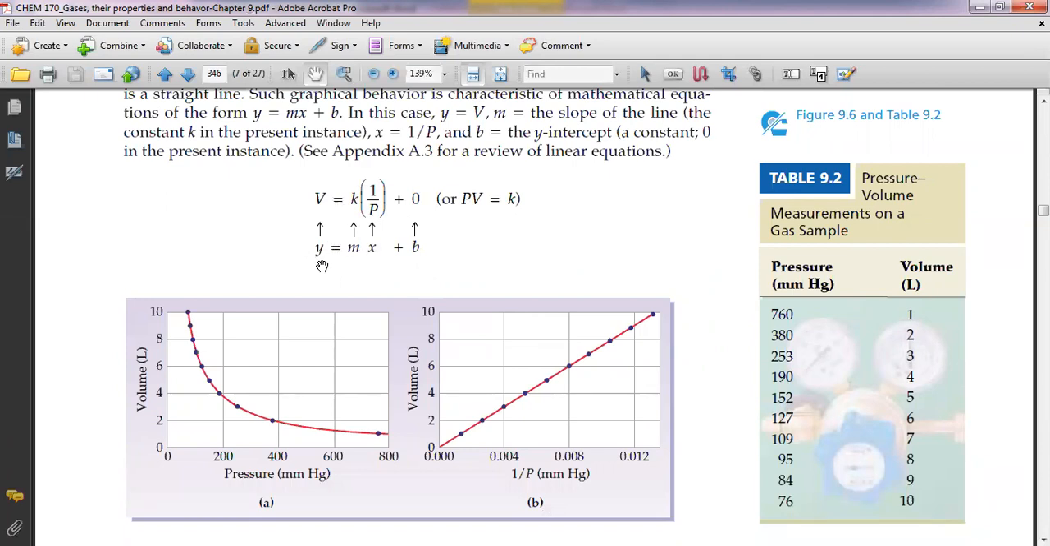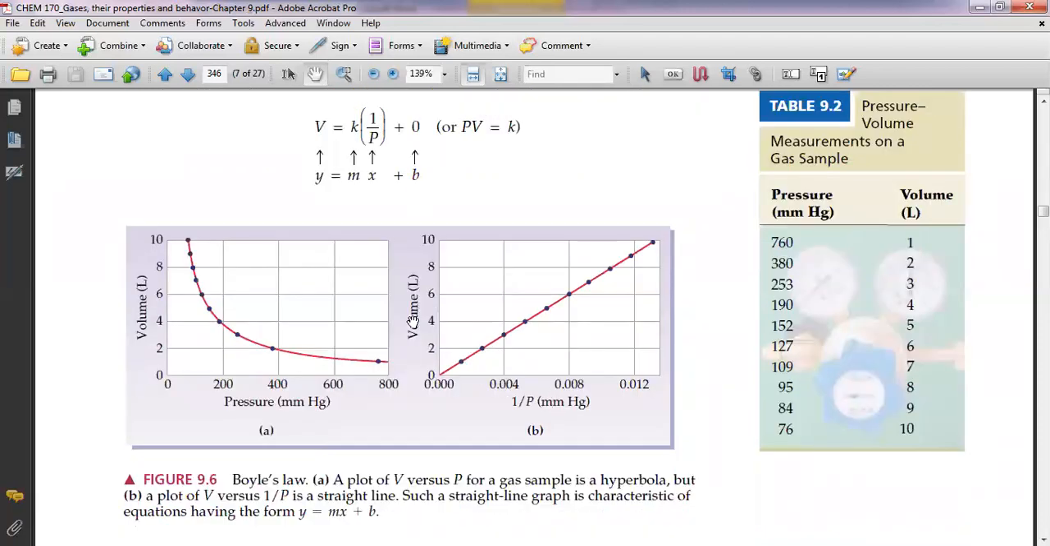Actually, it is written as y equal to mx plus c. Here it is represented as b, but you can say it is b or c, but importantly it is the constant. So basically this is the equation without intercept, because the intercept is 0, and this is the relationship between the volume and 1 over P.